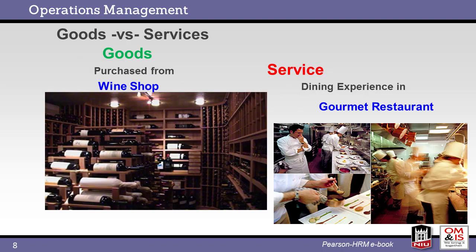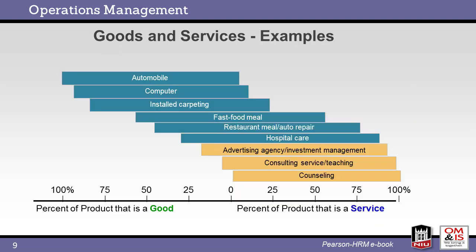Here's an example where goods and services complement each other. The wine or product purchased from a wine shop adds to the dining experience or service at a restaurant. This graph shows a number of examples where companies provide a mix of goods and services. We see that most goods producers provide services and that most service producers require goods as part of the service delivered. Can you think of a product that includes no services?